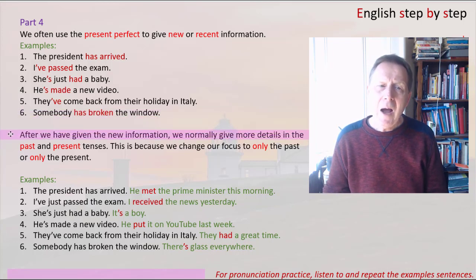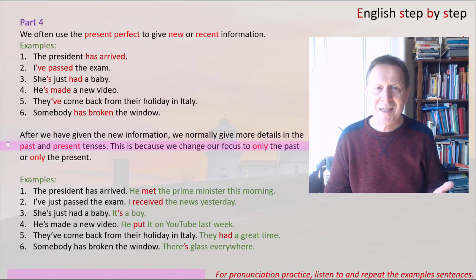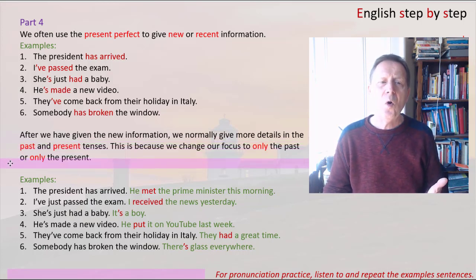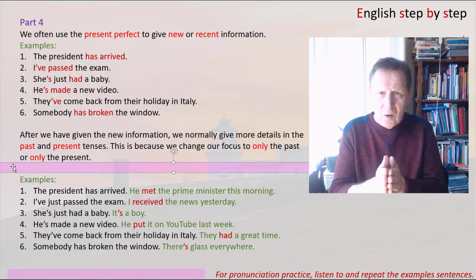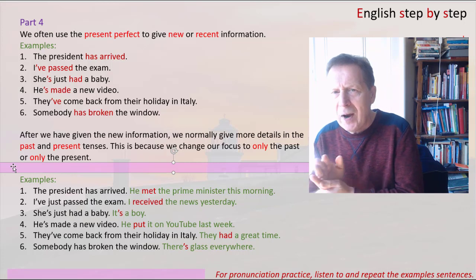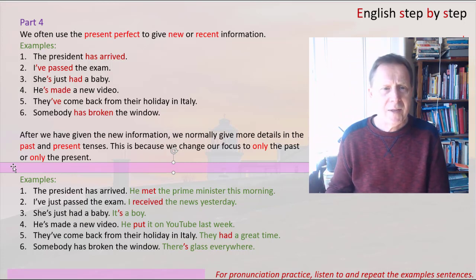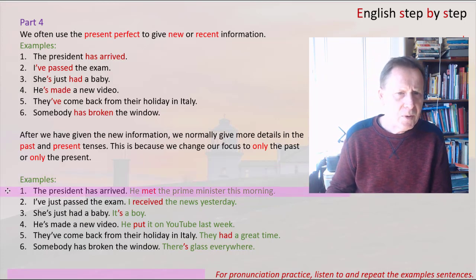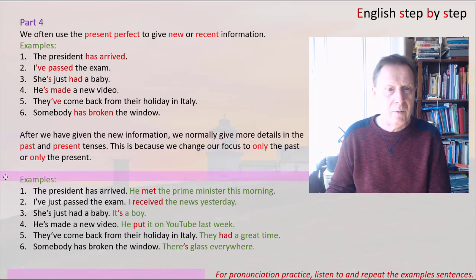Now, after we give the new information, we normally give more details in the past and present tenses. Why? Well, this is because we've changed our focus to only the past or only the present. So, in other words, we're focusing on the past and we're focusing on the present by changing to past simple or present simple. Well, here are some examples. It's the same examples as before, except we're giving more information.